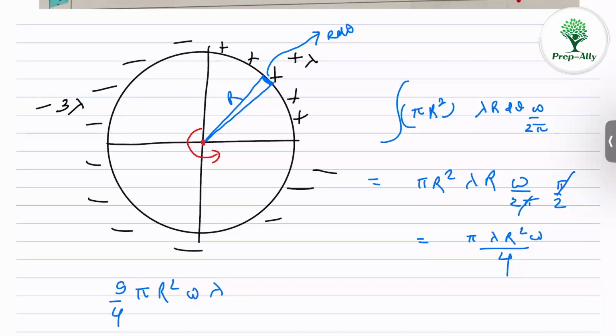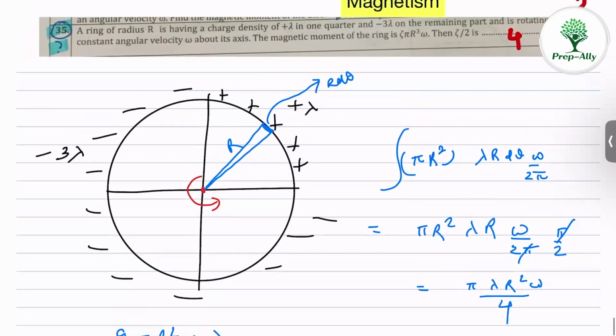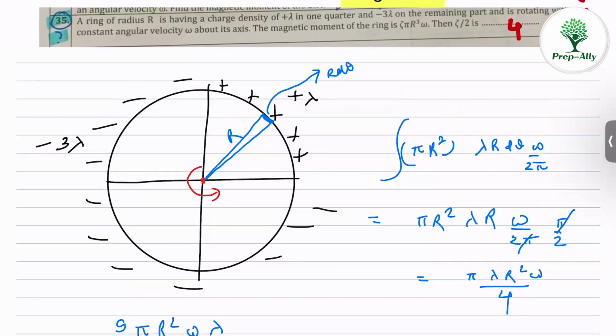Now the current direction will be same or opposite due to this circular motion? Opposite. So the magnetic moment is also opposite. So what is the net magnetic moment? Are you getting the answer? Yes, I'm getting the answer. Okay.